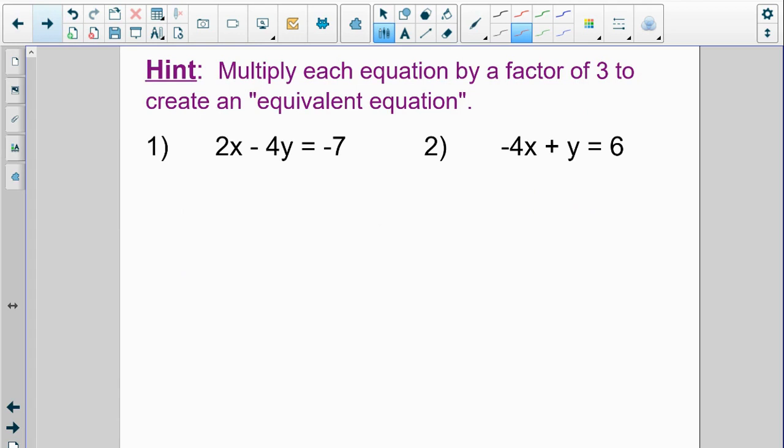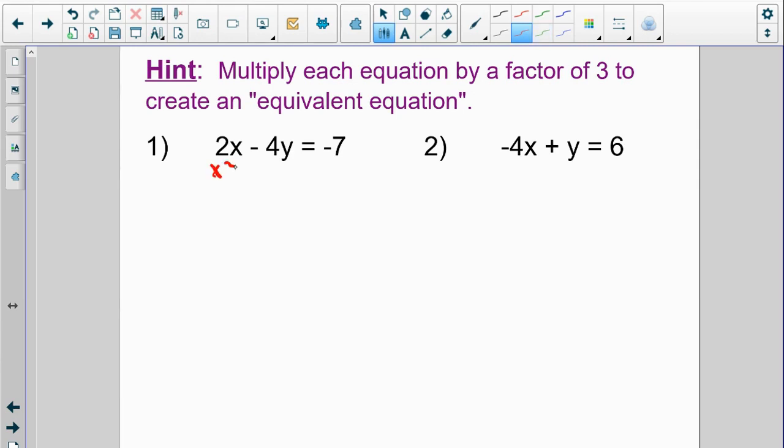So there's a little trick we can use in algebra, and we can actually multiply any equation by a factor. Okay, any number that we want. We can multiply everything in the equation by that number, and it creates what's called an equivalent equation. So here what I'm going to do is just multiply each equation by a factor of 3 to create an equivalent equation. And the equivalent equation would have the same solutions as the original equation, basically making it the same thing. It just has bigger numbers in it.